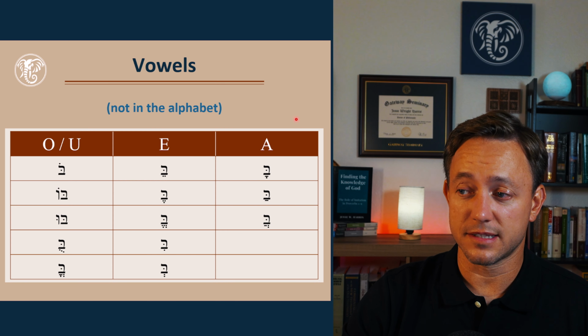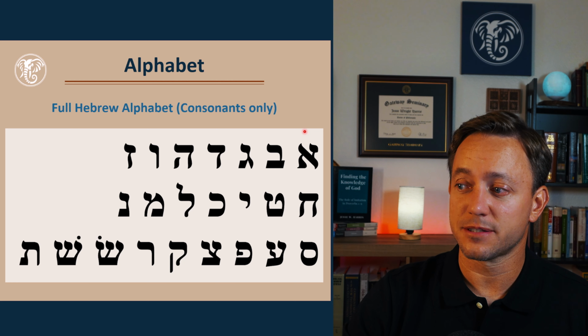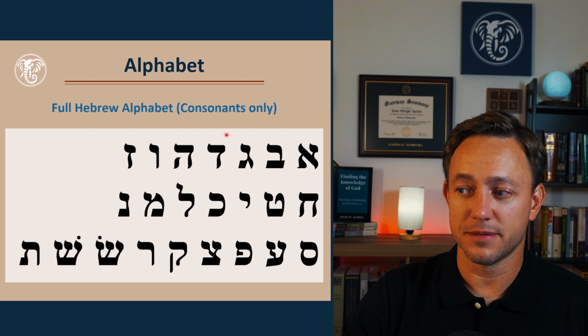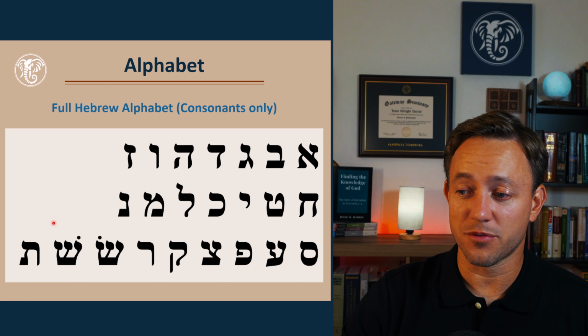Well, before we get into them, let's do just a quick review of our Hebrew alphabet. It's always helpful to just continue to remember and practice. So here we have Aleph, Bet, Gimel, Dalet, He, Vav, Zayin, Chet, Tet, Yod, Kaf, Lamed, Mem, Nun, Samek, Ayin, Pe, Sade, Kof, Resh, Sin, Shin, Tav. All right. So that's our Hebrew alphabet.